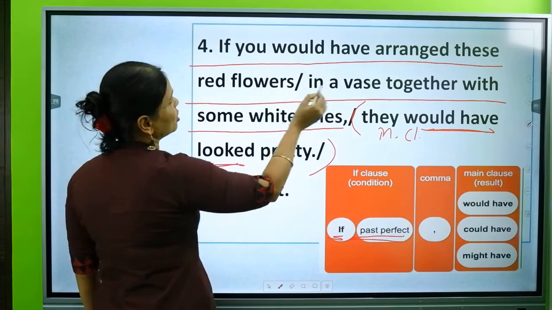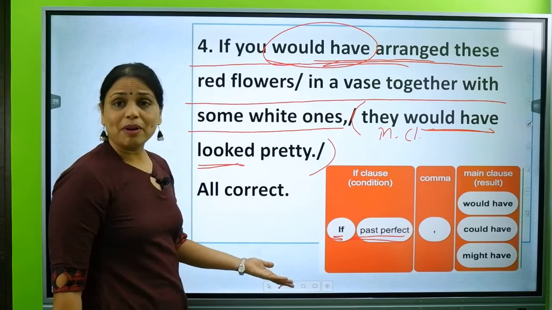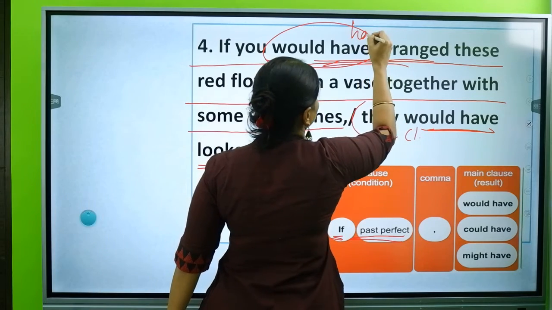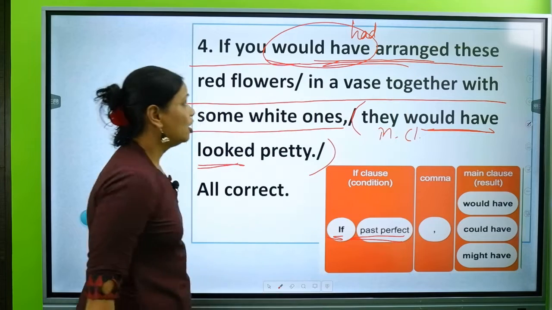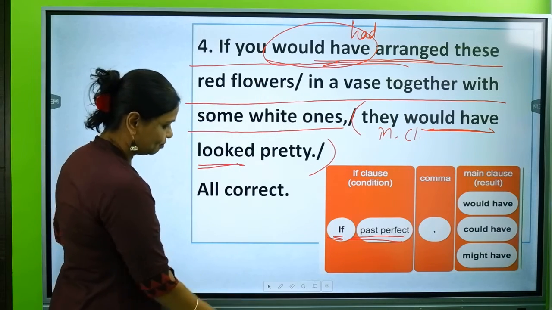So in the if clause, you should take the past perfect. The formation of past perfect is had plus PP, had arranged. So the error lies in the first section.